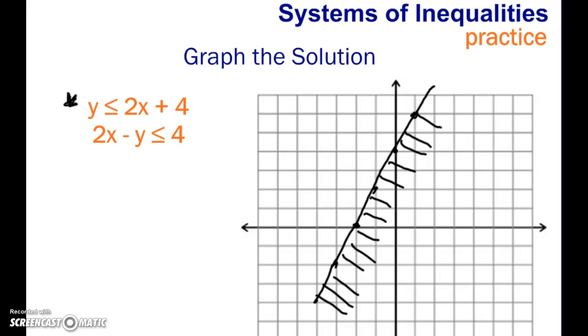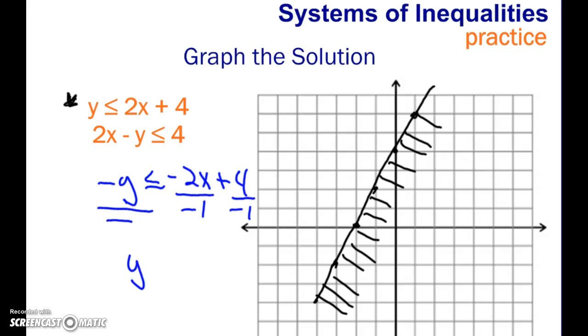Again, I have to rewrite this. So it's going to be negative y. Change the colors real quick. We'll do that in blue this time. Negative y is less than or equal to negative 2x plus 4. Now we got to divide by a negative sign there. So that negative is like a negative 1. And when I do that, it becomes positive. But don't forget, change your sign. That's just 2x and this is negative 4.